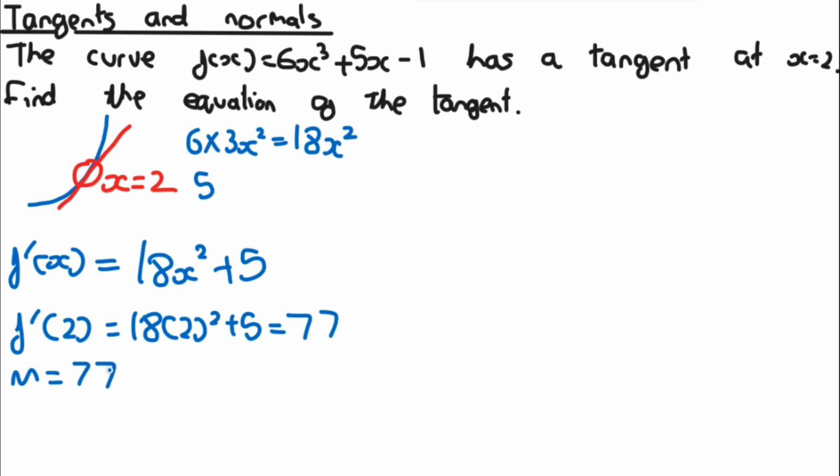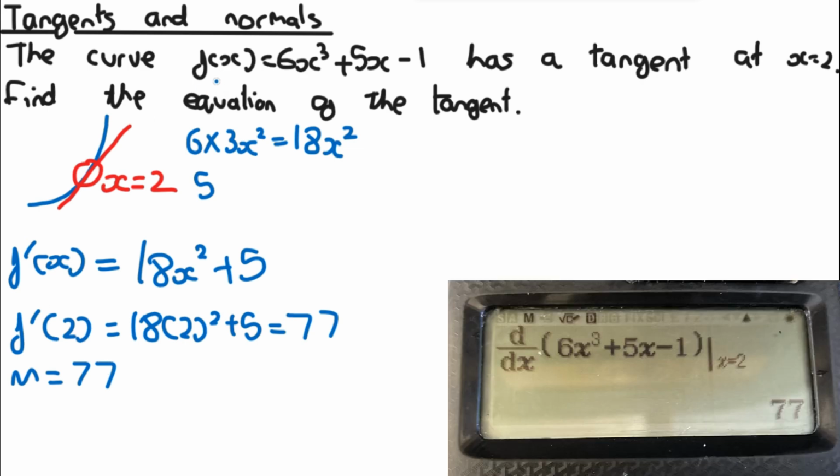Now I talked about this in the first differentiation video. There's a really good way for you to check whether this is the right answer by using the d over dx function in your calculator. If you put in this function and then put in x equals 2, it also gives out a value of 77. So this is a really good way to check if you've got the right answer. If you don't know what I'm talking about, go back to the first differentiation video where I talked about it. It's a really useful thing to know.